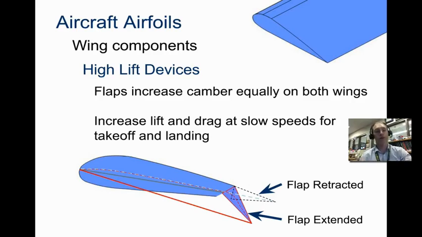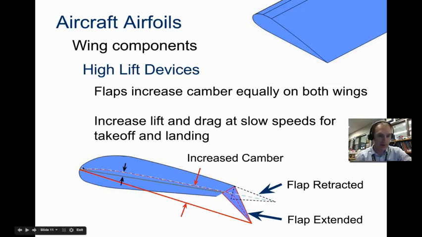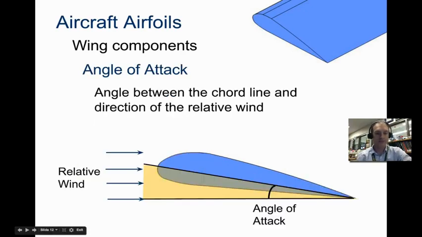For takeoff, you're pulling yourself through the air with high thrust, so it's not an issue for takeoff, but it does give you more lift. For landing, when you want to slow down, it's great. So we have increased camber here. And then here is our new chord line from leading edge to trailing edge.